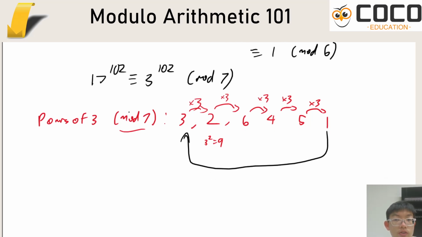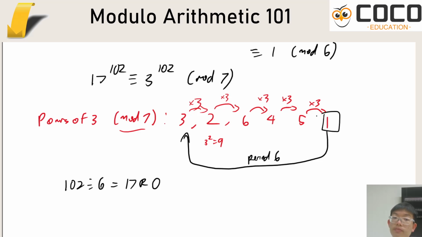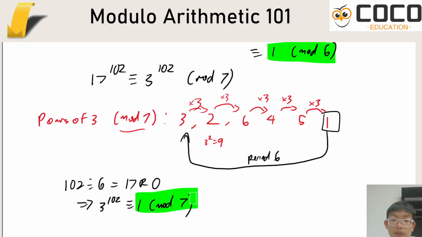Therefore, 3 to the power 102, if it repeats with a period length 6, you divide and you get a remainder of 0, which means that it occurs at the end of the period. It's just 1. No need to have much headache in combining them therefore, because 1 mod 6 and 1 mod 7, obviously the number that satisfies both of them is 1.